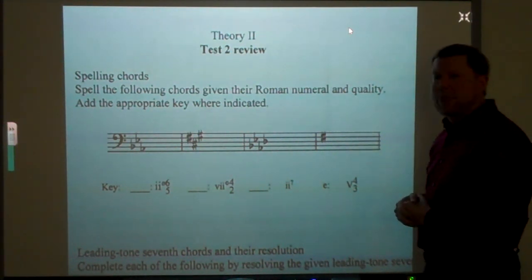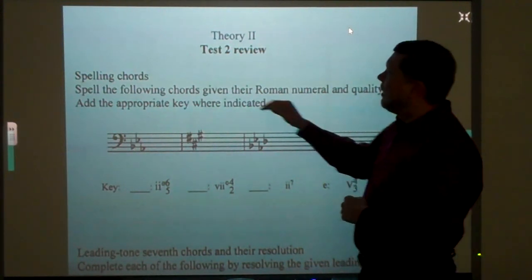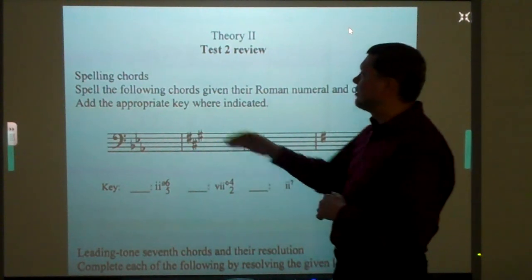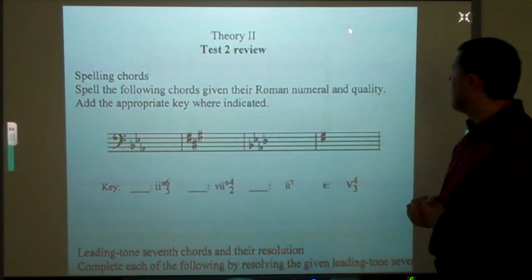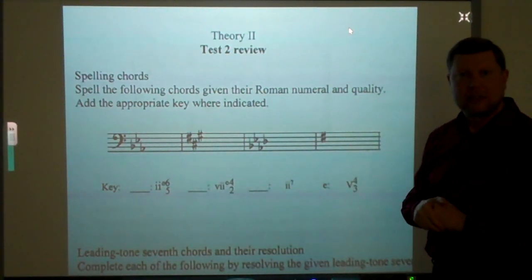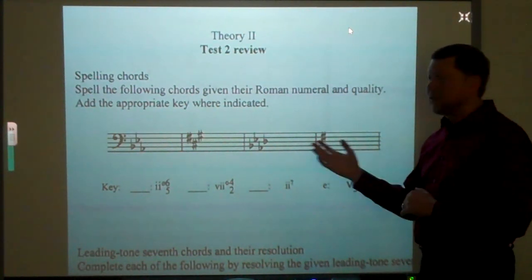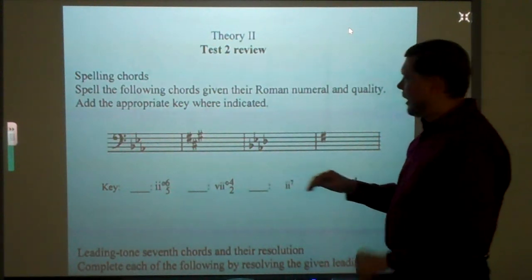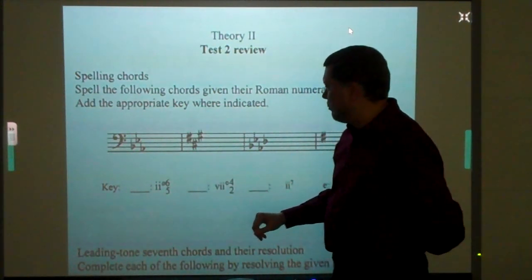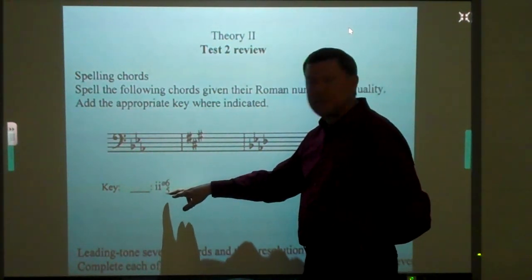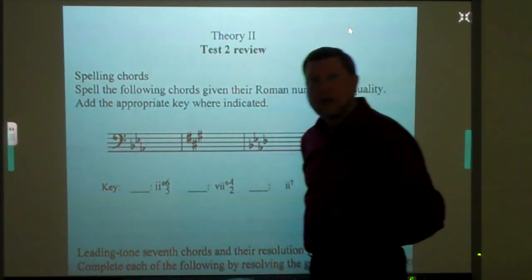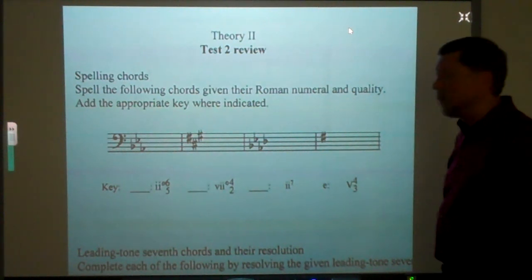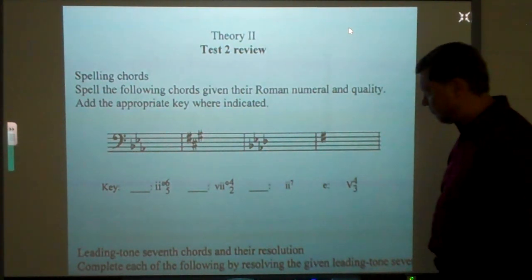So, section 1 of the review, right at the top, it's a section on spelling chords. And the instructions ask us to spell the following chords given their Roman numeral and quality. Add the appropriate key where indicated. Alright, so again, I don't know how well you can see this from your vantage point, but this first chord on the Test 2 review is a 2 half diminished 6-5.